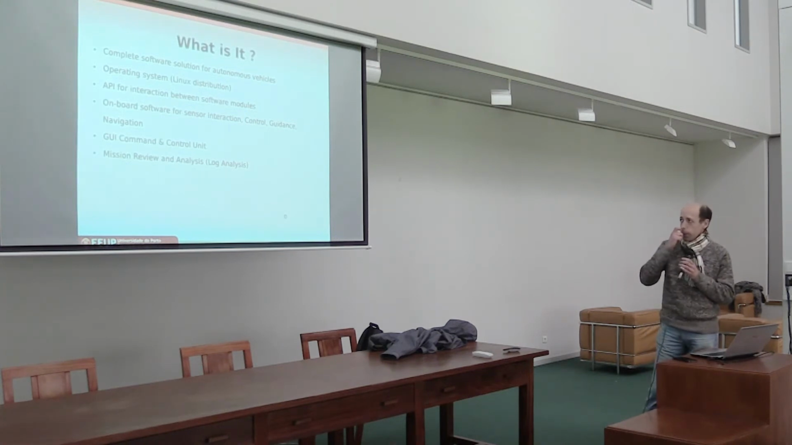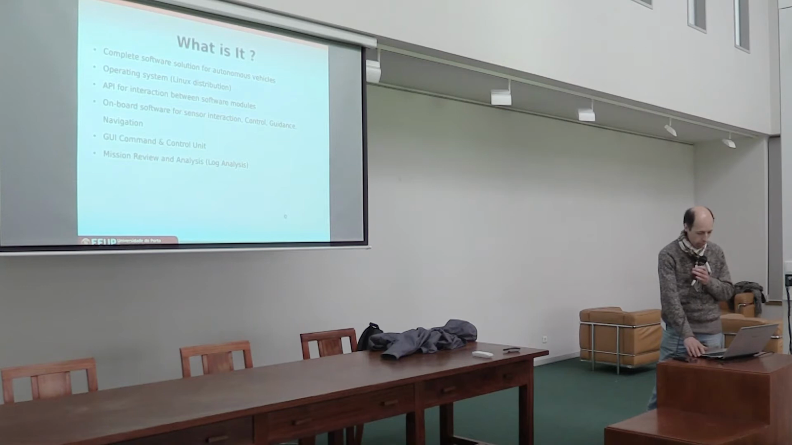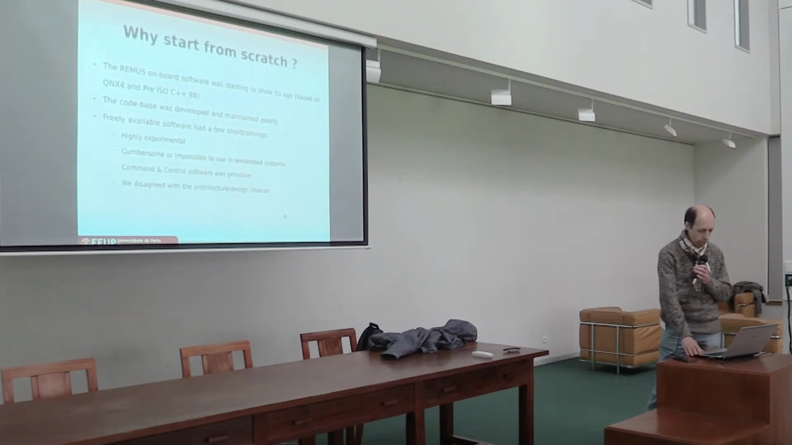So basically our toolchain is a complete software solution for autonomous systems. It has a lightweight operating system, an API to interact between software modules, onboard software, a command and control unit, and mission review and analysis. So those are the components of basically the toolchain that we have.